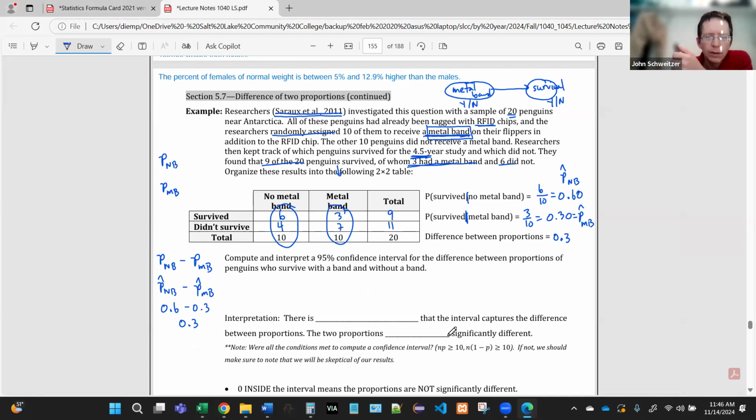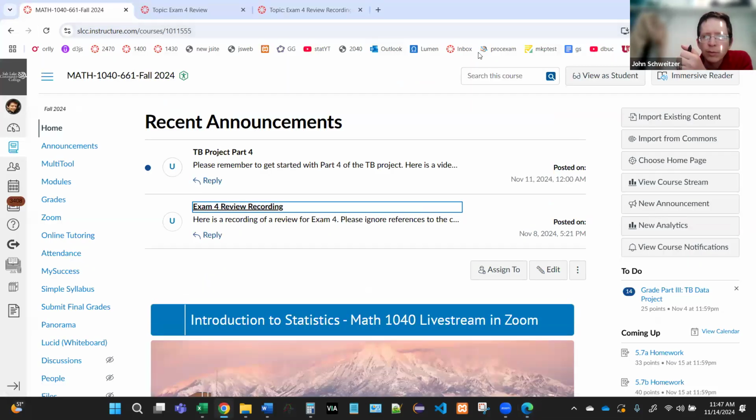Okay, so let's jump into the software here and actually calculate our confidence interval. Let me know if you have any questions here. Okay, so let's open up GeoGebra.